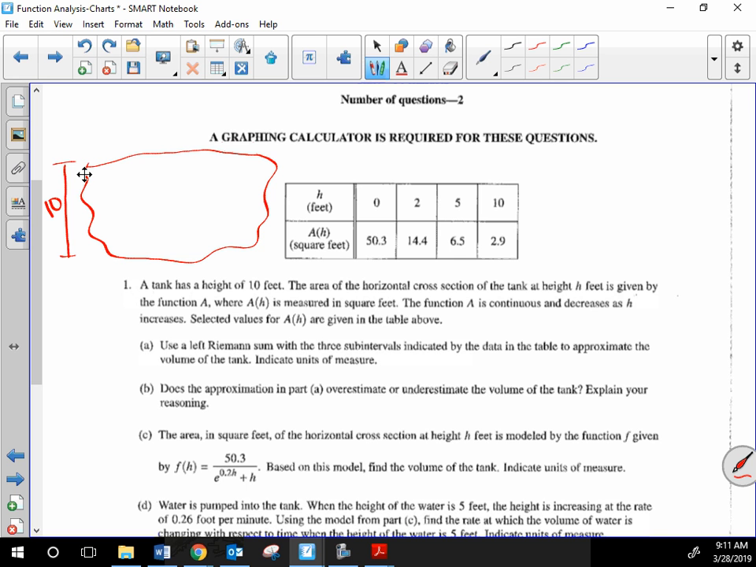Maybe it's been rusted on the sides. It says the area of the horizontal cross-sections. If I were to chunk out this right here, the area of that is modeled by A of H. They're taking horizontal cross-sections and telling you the area at that point. If I was at height 0, how much area do I have? 0. If I was at height 2, how much area do I have? Sorry, my area was 50.3 at height 0. So this is the idea of what's happening. We're taking horizontal cross-sections, and that's what this chart is telling us.